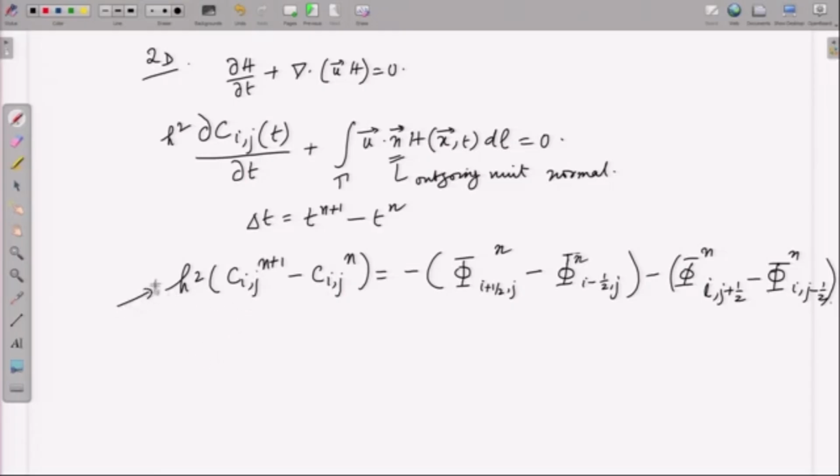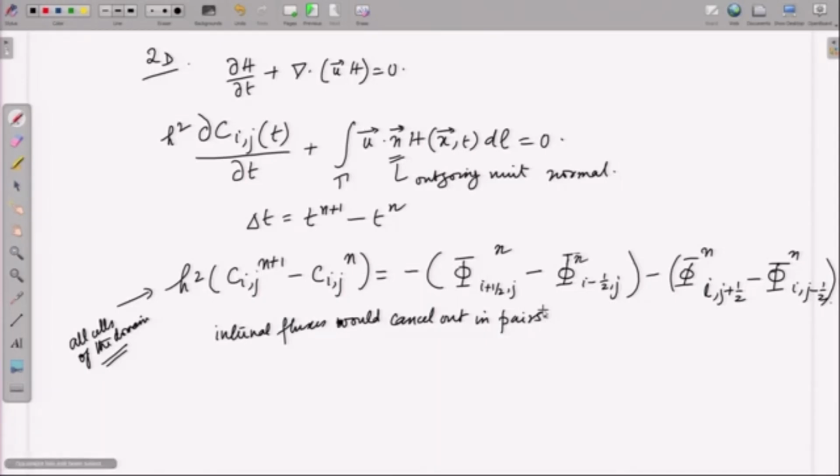Now, if you introduce this equation to all the cells of the domain and sum them up over all the cells with appropriate boundary conditions, what happens is that the internal fluxes would cancel out in pairs. So, flux going out of the phase i plus half j from the cell j is flux going into the cell j plus 1, let us say, through that phase. So, that is how they cancel each other.